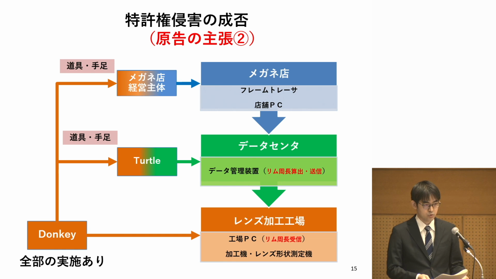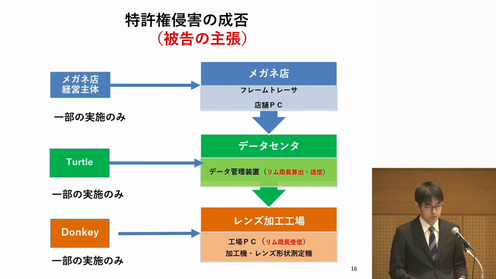Pony's argument is that even if the first reason does not hold, since the data management devices and shop PCs only respond automatically or are operated mechanically, it can be said that the optician shops and Turtle are acting as pawns or tools of Donkey, and therefore the acts of the optician shops and Turtle can be considered the same as the actions of Donkey themselves.